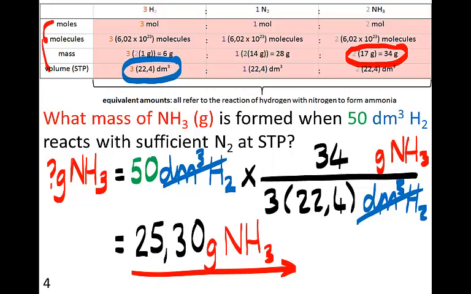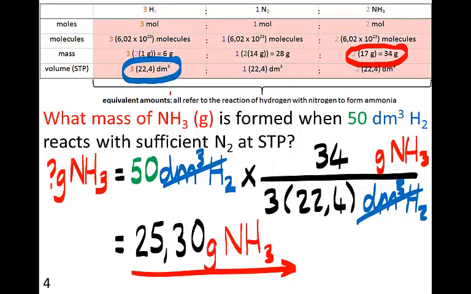Now just notice that previously I said that you can give the mole, molecule, and volume ratios all in the same form, and that's true. For this reaction, that is 3:1:2, because we could simplify this molecule ratio by dividing through everything by 6,02 times 10 to the power 23, and then we get 3:1:2. Similarly, we could simplify the volume ratio by dividing through everything by 22,4, and then we would get 3:1:2. The mass ratio is the odd one out. It's not 3:1:2, it's 6:28:34 in this case.